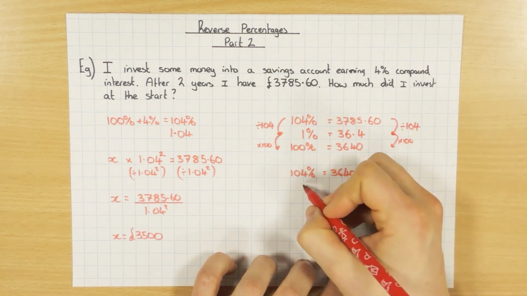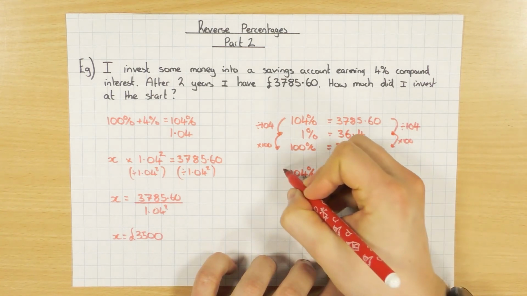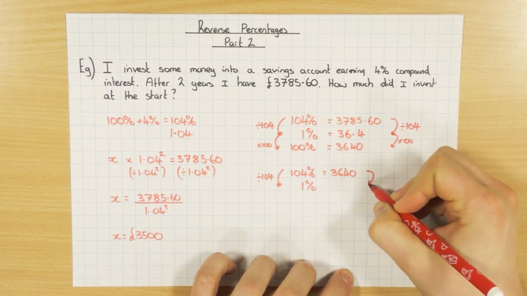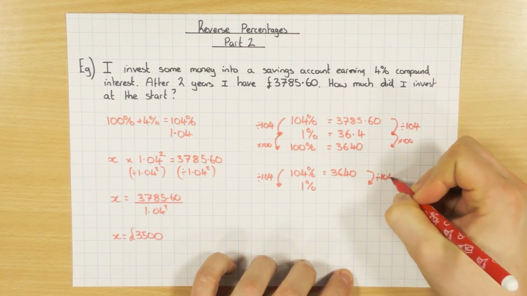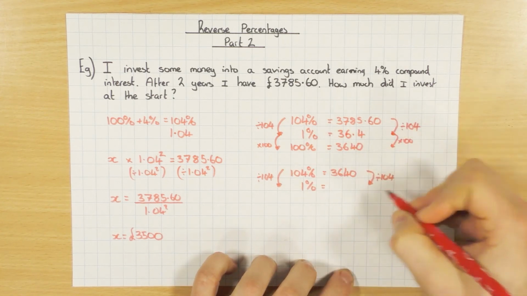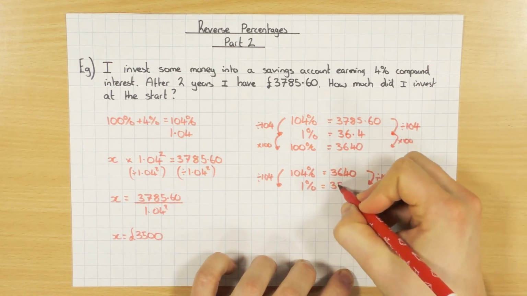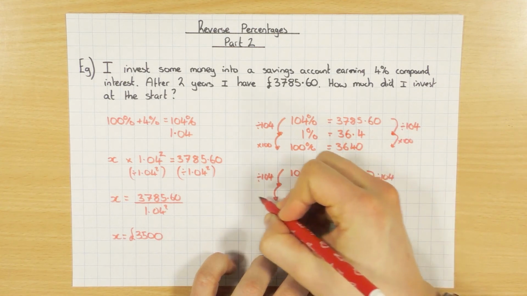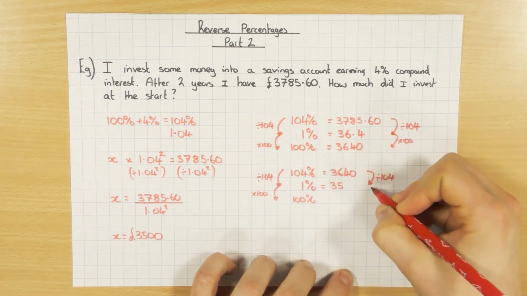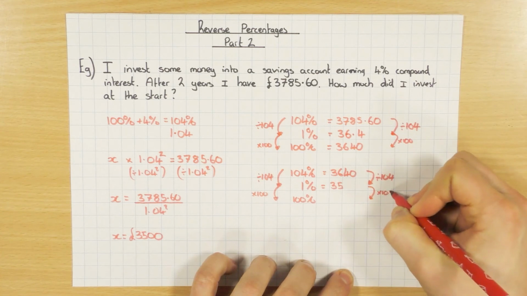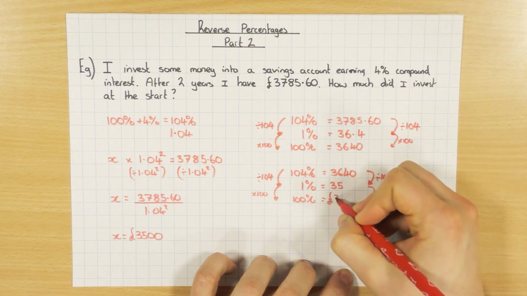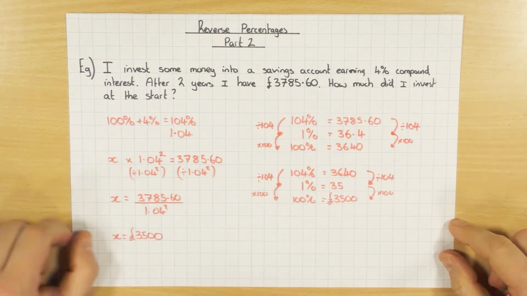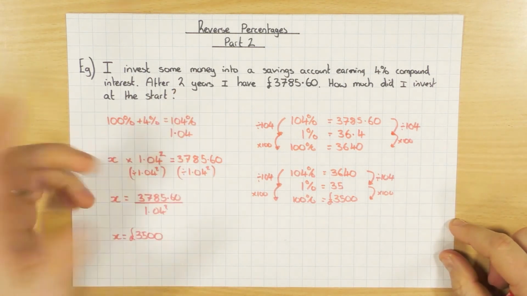3,640. I find out what 1% is again by dividing by 104, both sides. And if you use a calculator again, you'll have that to be 35. And then you can get your 100% by timesing by 100, both sides. And you'll have the same answer of 3,500. So you can still use that method, you'll just have to do it twice if it's for 2 years.